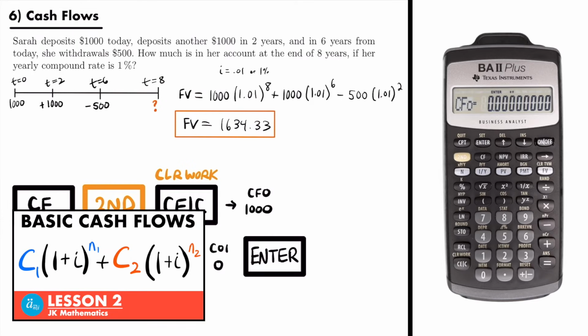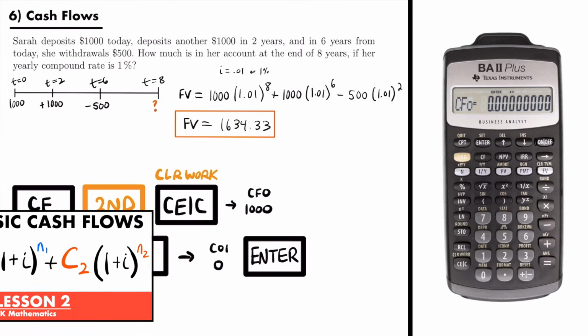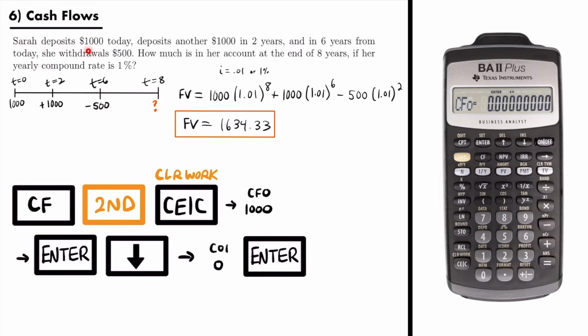This is another example that I pulled from one of my own videos. And in the example, we are told that Sarah deposits $1,000 today, $1,000 in 2 years, and in 6 years from today, she withdraws $500. And we want to know how much is in her account at the end of 8 years if her yearly interest rate is 1%. And so here's the timeline of our cash flows. We have that initial deposit of $1,000, another deposit in 2 years of $1,000, and then that withdrawal of $500 at year 6. And then we don't know what the value is at t equals 8.